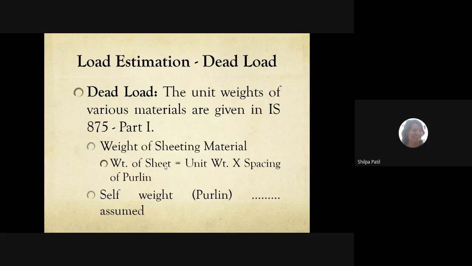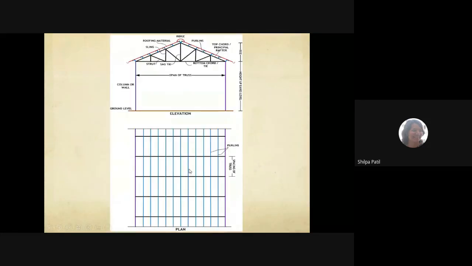So the weight of the sheet, how to find out its dimension? It will be the spacing of the purlin. Again, I will go back to this diagram. These are the two purlins and the roofing sheet is in between these two purlins and in between these two trusses. So I want to find out the weight of only this part of a sheet. One sheet will rest on this area. So the weight of this sheet will be the spacing between the purlin multiplied by the unit weight.